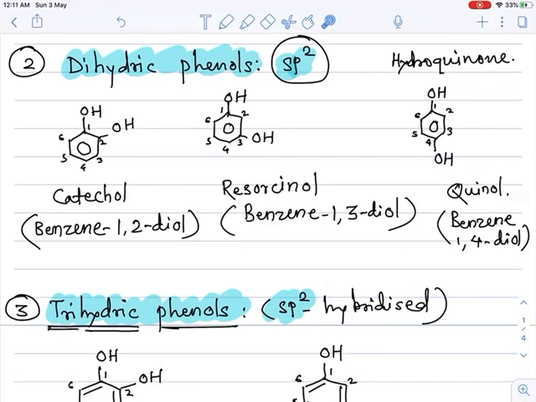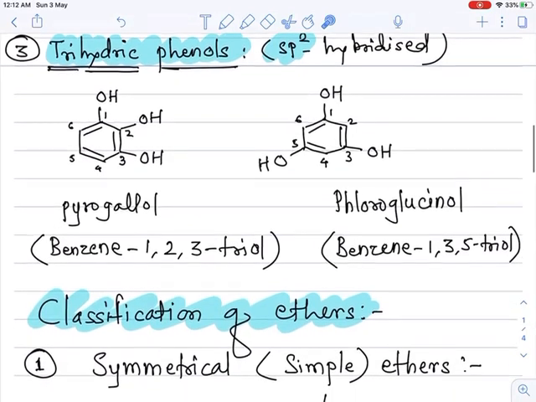If we take one more example, if the OH groups are attached to the benzene ring at carbon number 1 and 4, then its common name is quinol, or also hydroquinone. Two common names are here, hydroquinone or quinol, and its IUPAC name, with 2 OH groups at the 1 and 4 positions, is benzene-1,4-diol.